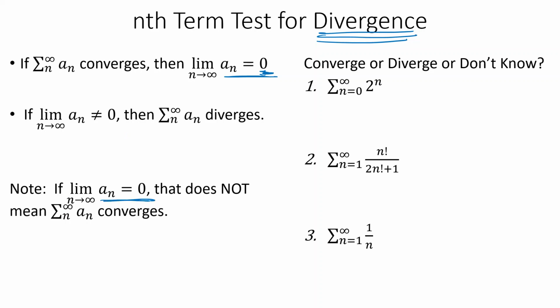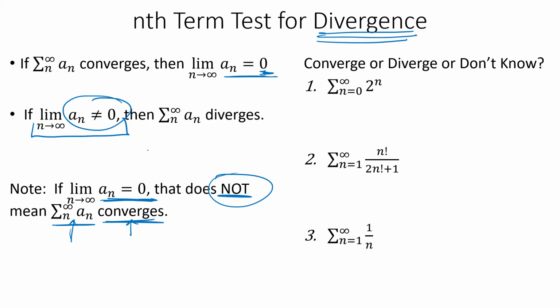So if the limit equals 0, that does not mean that the sum converges. All right? That's the biggest mistake people always make. Just because the limit equals 0 of the sequence does not mean that the sum, the series, will converge. However, if the limit does not equal 0, then 100% sure it will diverge.